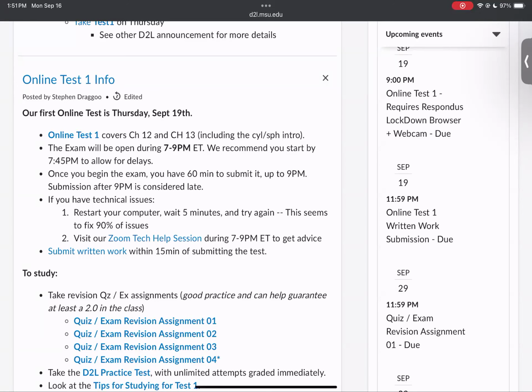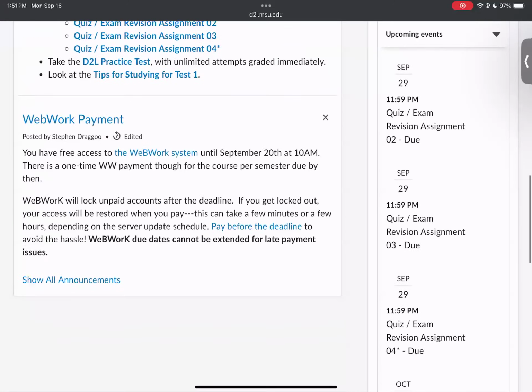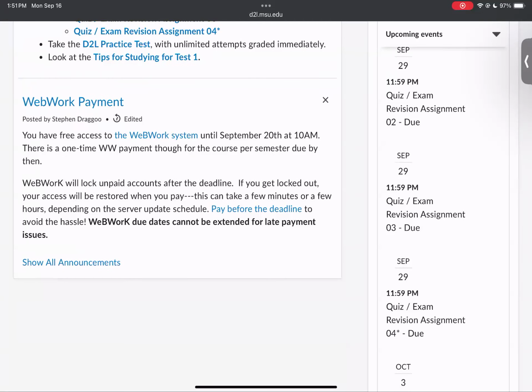All right. I guess if I keep going down, I should mention as well, the web work due date for the payments is coming up. So this is open, but September 20th at 10 a.m. If not, you get temporarily locked out, and once you pay, your account gets restored and all that sort of stuff. But again, I would take care of that sooner rather than later. It's a pain if you get locked out and then getting your account restored doesn't happen immediately. It takes like an hour or two. So I would recommend that you take care of that sooner rather than later.